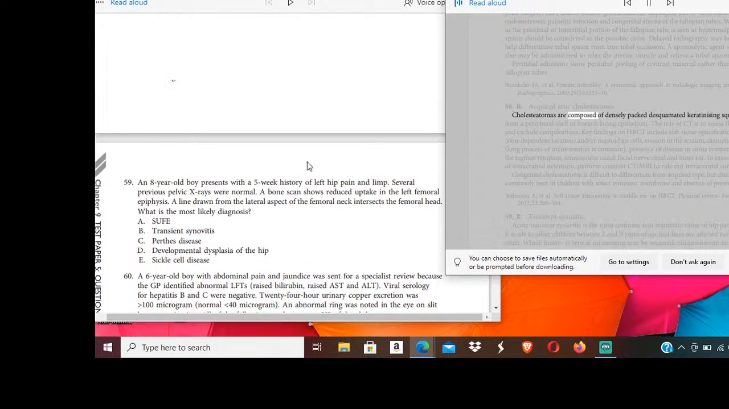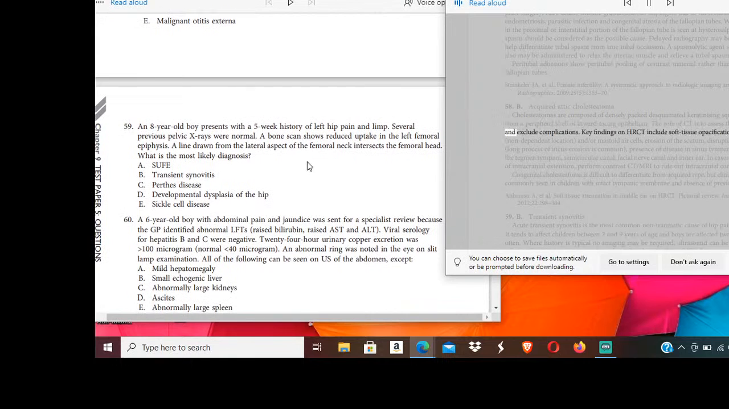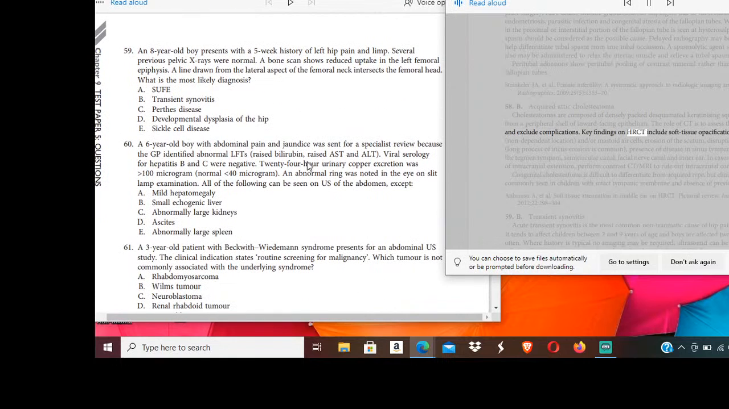Cholesteatoma. Cholesteatomas are composed of densely packed desquamated keratinizing squamous cells, arising from a peripheral shell of inward-facing epithelium. The role of CT is to assess the extent of disease and exclude complications. Key findings on HRCT include soft tissue opacification in the attic, additus, non-dependent location, and/or mastoid air cells, erosion of the scutum, disruption of ossicular chain, long process of incus erosion is common, presence of disease in sinus tympani and erosions of the tegmen tympani, semicircular canal, facial nerve canal, and inner ear.